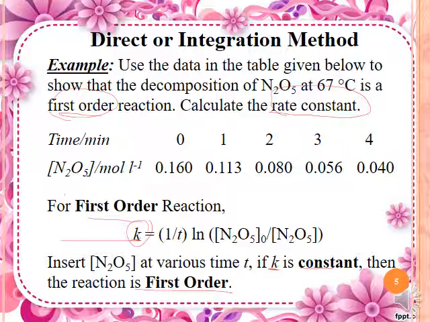Unless the question does not mention first order, then you have to try the different integrated formulas for different orders of reaction. So you have to insert all these values inside the integrated formula, and whichever formula gives a constant or similar k value, then it obeys that particular order of reaction.